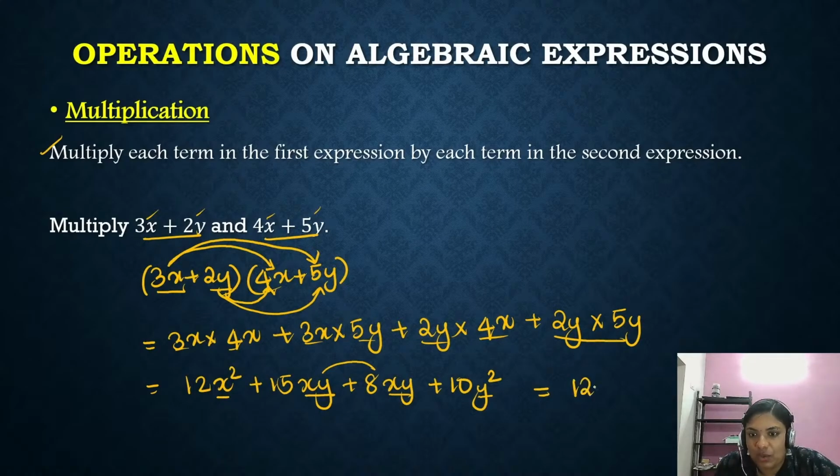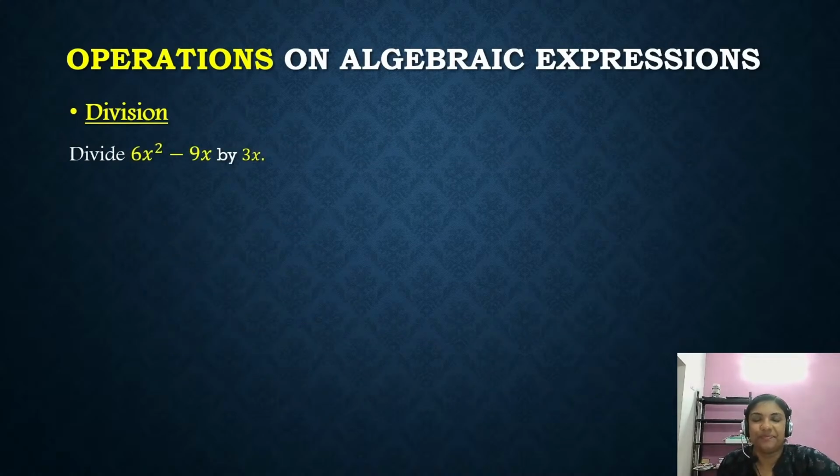So 12x square plus 15 plus 8. What is it? 23xy plus 10y square. Okay. This is the answer.